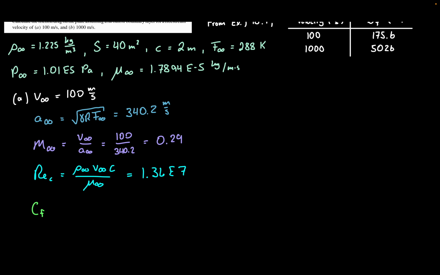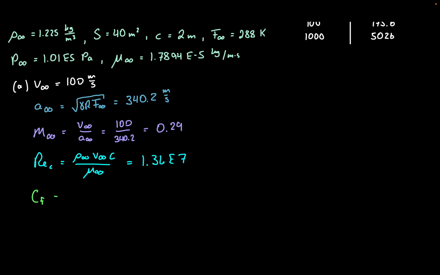Here we want to use the total version of the skin friction drag instead of the local version, because we're accounting for the entire chord length of the flat plate. So CF is equal to 0.074 divided by the Reynolds number of the chord to the fifth power, or 0.2. From here, we should get 2.77 times 10 to the negative 3.